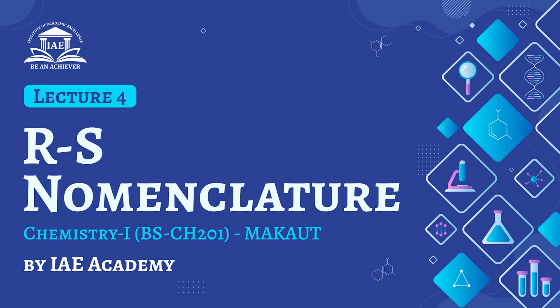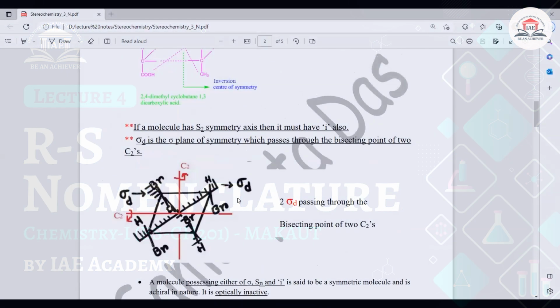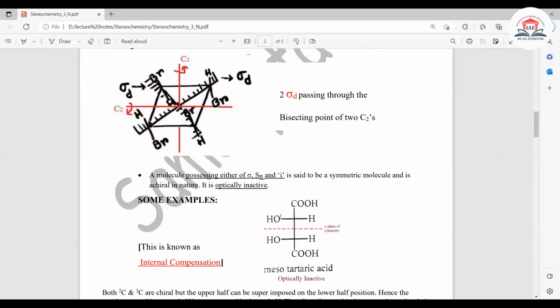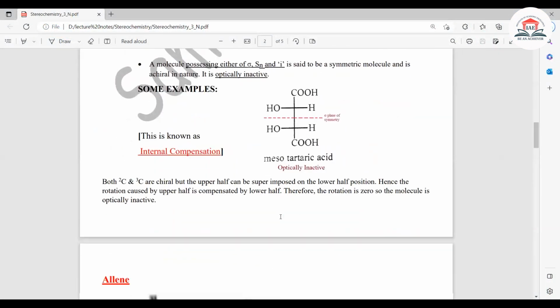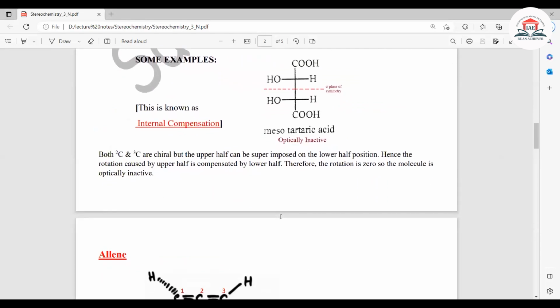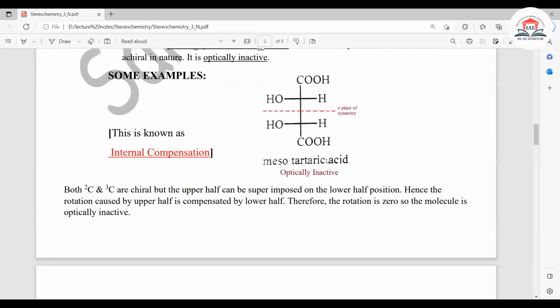Okay. So we had discussed till this part, sigma D. Then this is an example. Just let's study this example. This is actually tartaric acid. So in tartaric acid, you can see that this carbon, this carbon here. Let's number them.